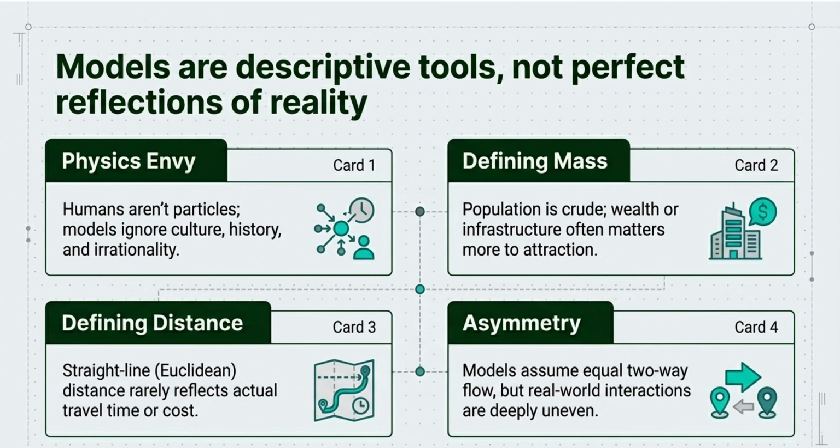Now, these models are descriptive, not a perfect reflection. The one thing about human beings is that models cannot explain all our interactions and activities. Humans aren't particles, so models ignore culture. There are some things that you want to do. People will travel far because of culture, their history, and also irrationality. People just do things sometimes the way they like. Population is crude; weight or infrastructure often matters more than attraction. People can travel far for what they need. Forget about attraction or whatever.